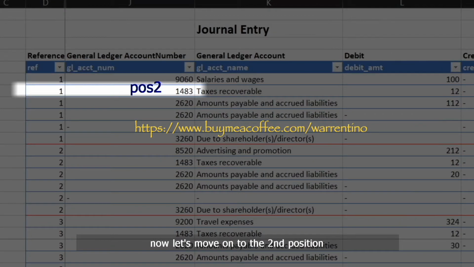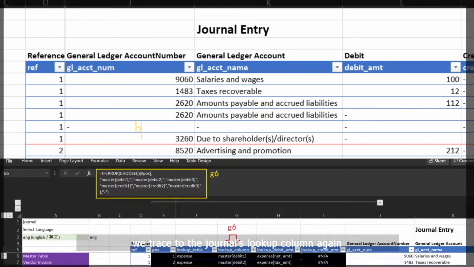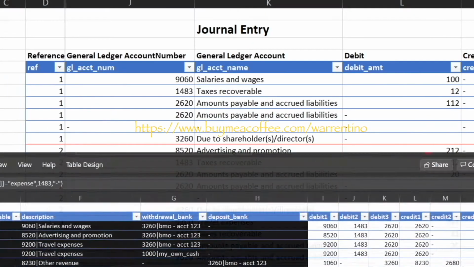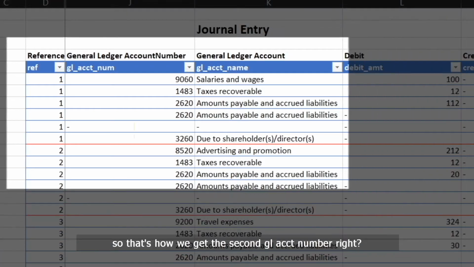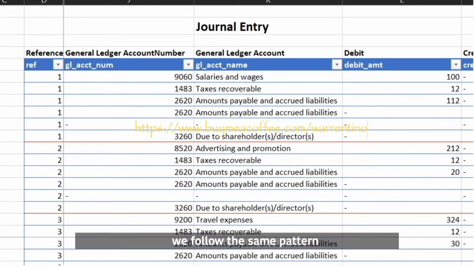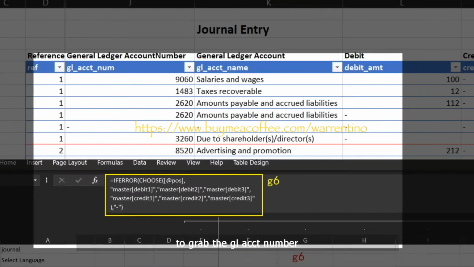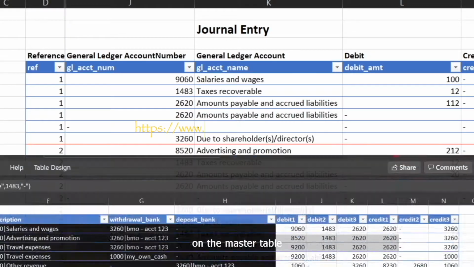Now let's move on to the second position. This is also determined by the journal's lookup column. We trace to the journal's lookup column again and look up from the master's debit 2 column. So that's how we get the second GR account number, right? If you notice, we follow the same pattern: we use the journal's lookup column to grab the GR account number from the credit and debit columns on the master table.